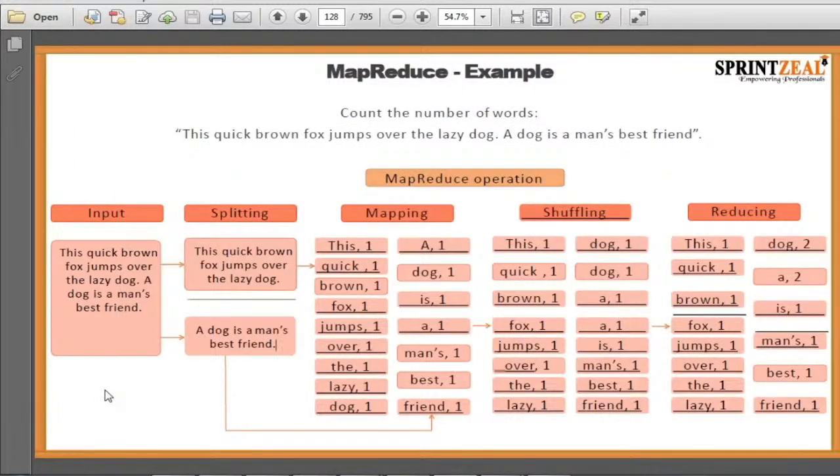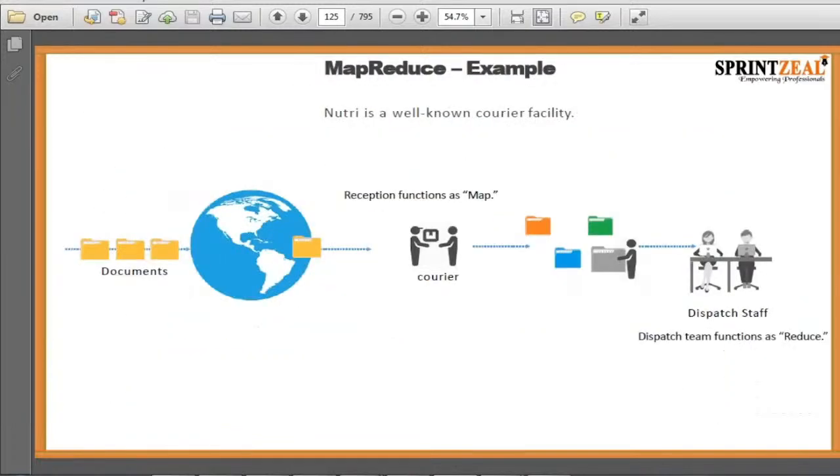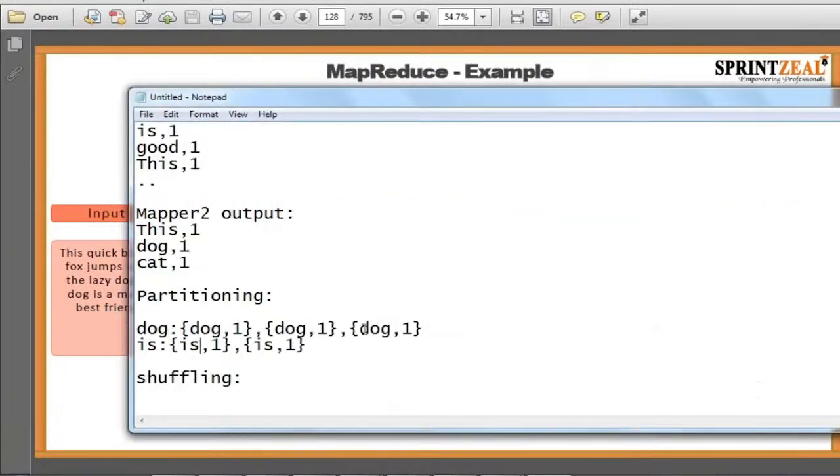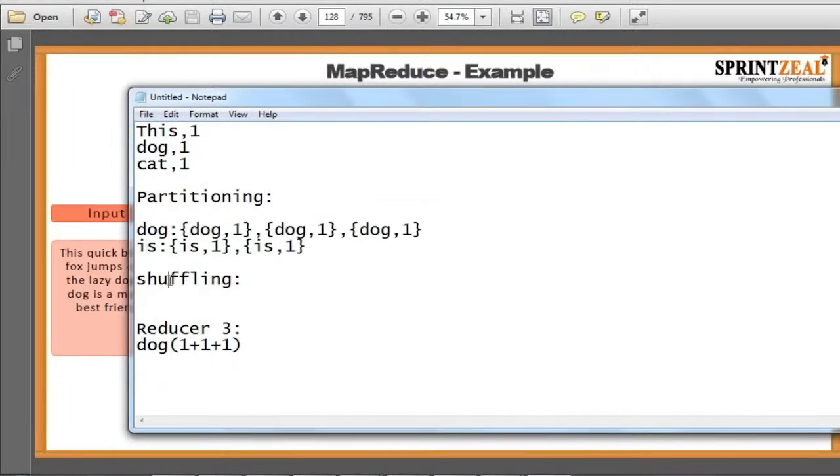If we come back to the same discussion of the courier company, we are grouping the logical couriers together, based on the address. Similarly, based on the key, we will be grouping all the values for a particular key together. This is known as partitioning. And what will shuffling do? Shuffling is going to move the data.